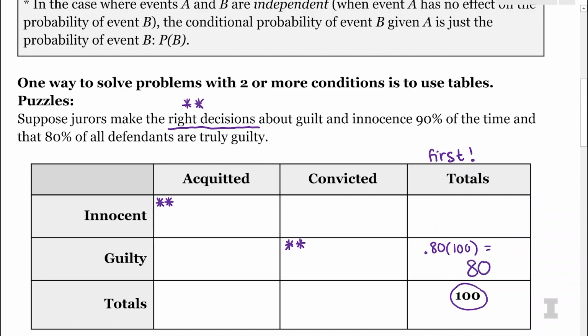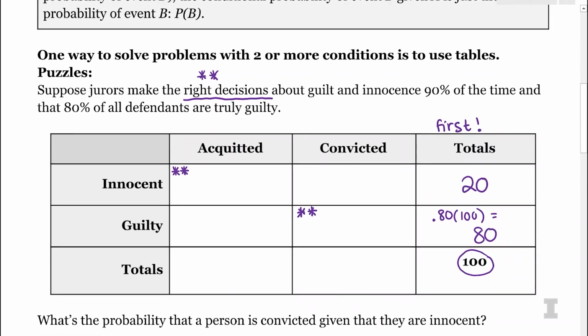And then what does that mean about innocent people? So you said that the column has to add up to the total. Yep. So 100 minus 80 is 20. Exactly. So in these tables, the rows and columns have to sum.